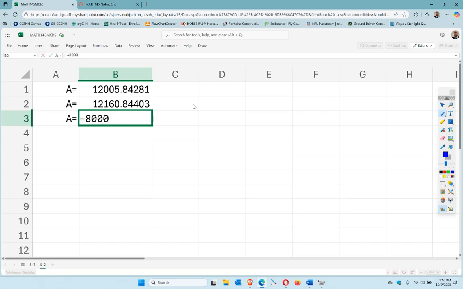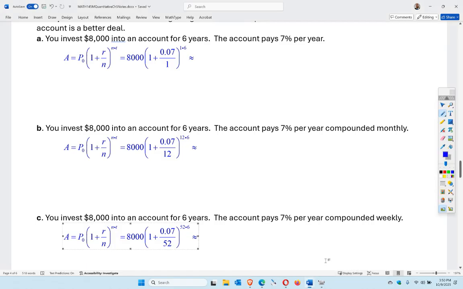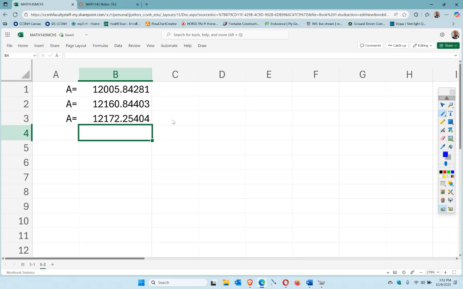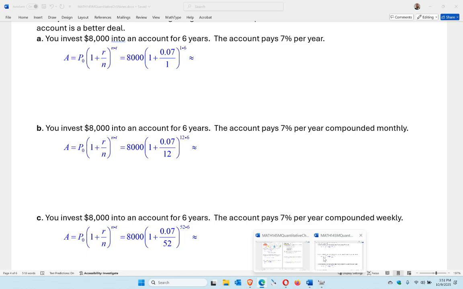And then 8,000 times parentheses 1 plus 0.07 divided by, was it weekly? 52, I believe. Wasn't it weekly? Yes, it was weekly. And then to the power of parentheses 52 times 6 years, right? Yes, 6 years. Okay, and again, if you do 52 times 6 in your head and put the number, that's fine. Otherwise, put parentheses around it, so it's the power of all of that, right? And you see the amount, as we increase the number of compounds, the cost of this loan, or if it's a savings account, the amount that you're making is increasing, okay? So let's put these amounts in now.